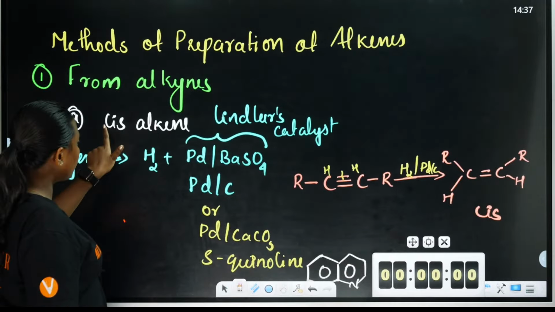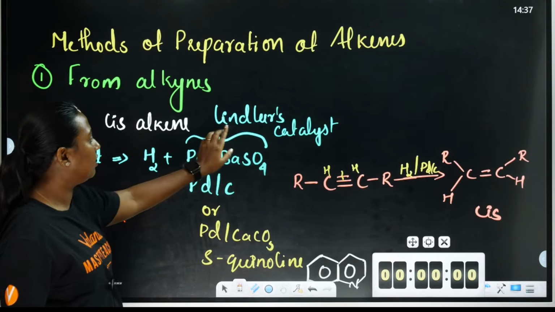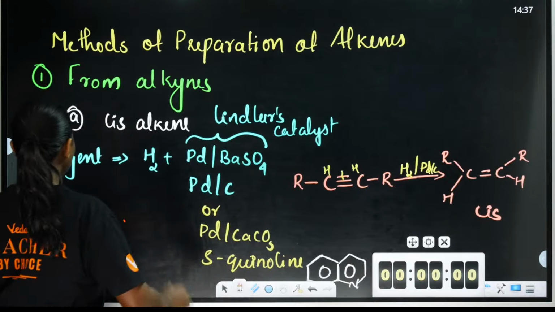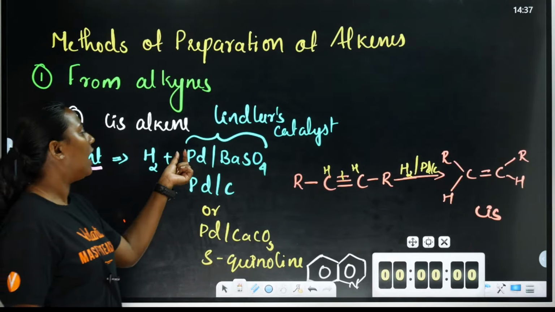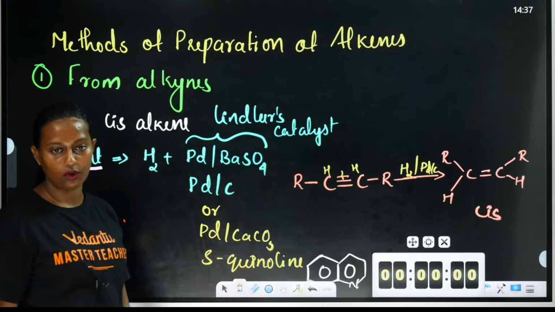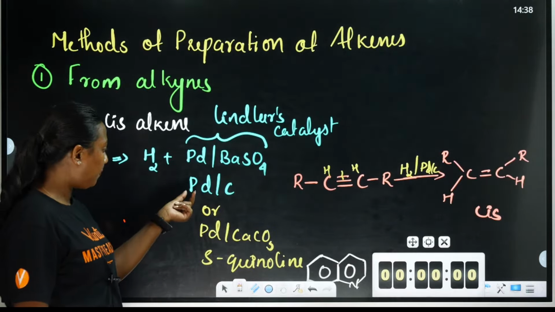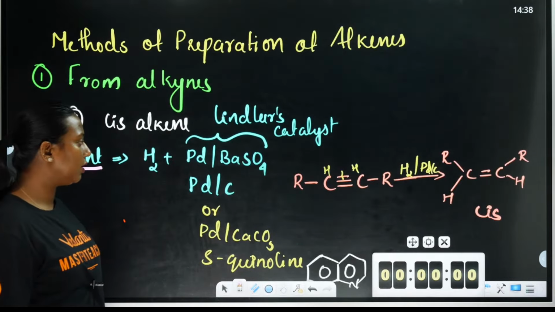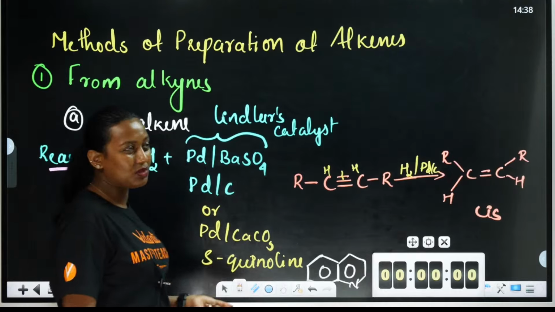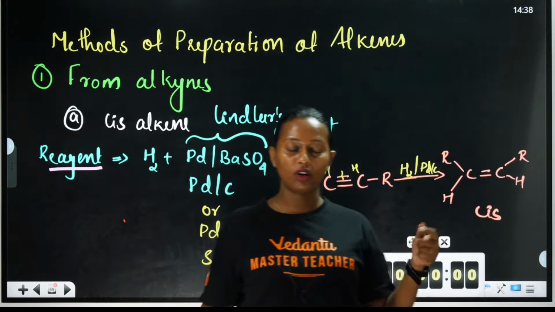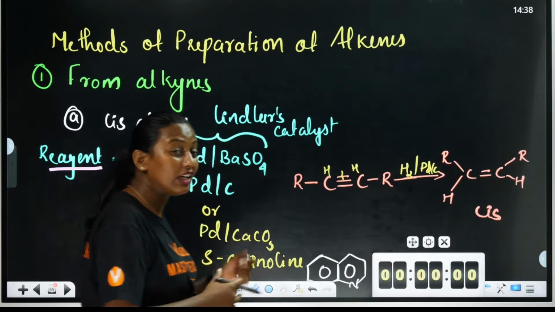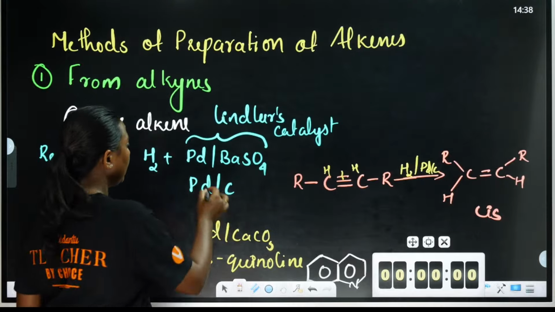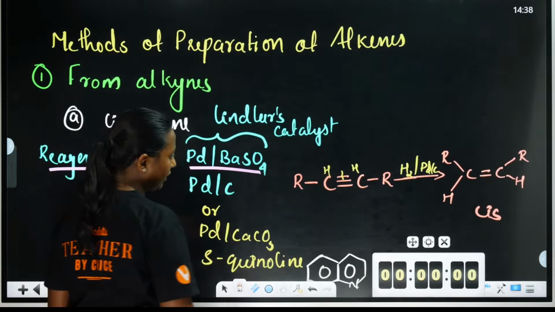So the first one is cis alkene. For cis alkene we use the reagent hydrogen and Pd/BaSO4, or Pd/carbon. This palladium and BaSO4 reagent is called Lindlar's catalyst.